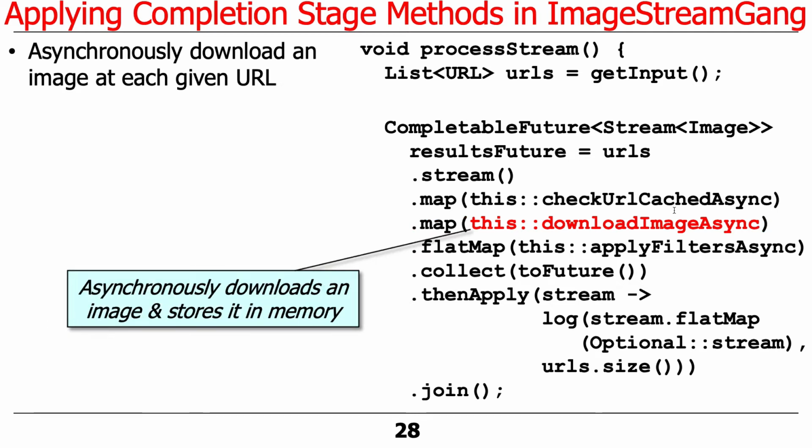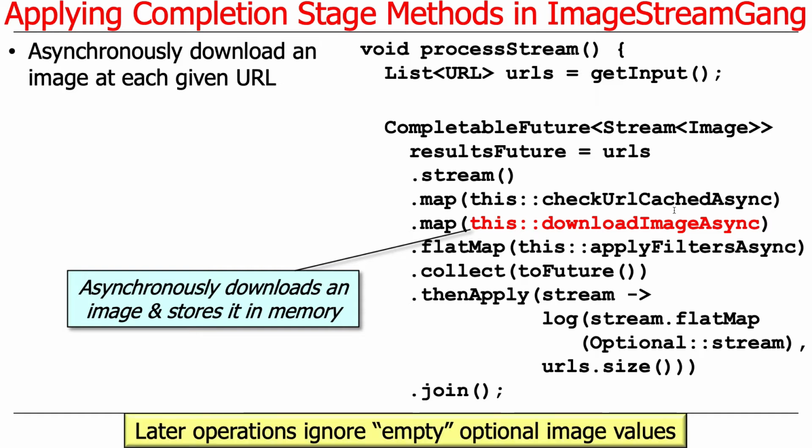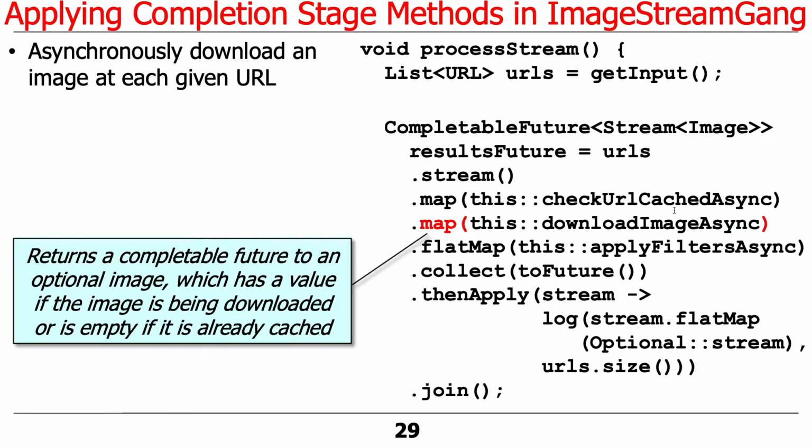So let's go ahead and see how this is going to work. DownloadImageAsync downloads the image and stores it in memory asynchronously. And it will also return empty optionals if the URL it got was empty. So we just kind of cascade emptiness throughout the stream. And this will return a stream of completable futures to optional images. And the optional images will have a value if we actually have an image to download or an image being downloaded. Otherwise, if we already had cached the image, the optional will be empty.